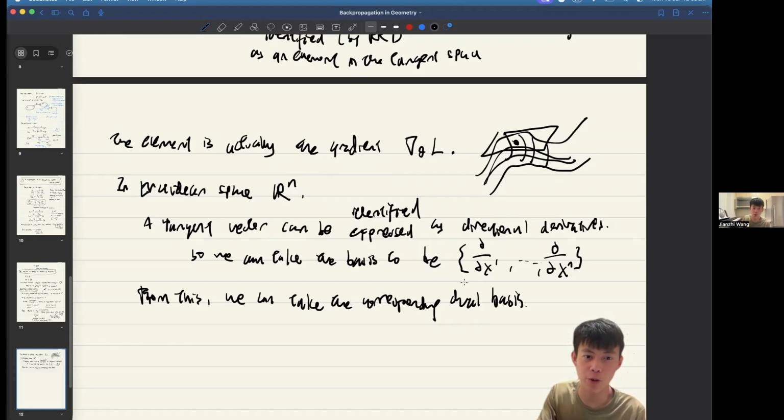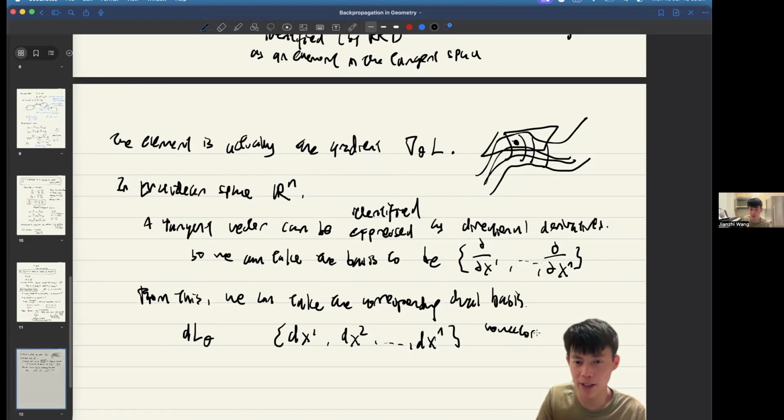In cotangent space, remember just now by our notation, dL theta is a covector. So I'm going to keep with the same set of symbols. We can express the dual basis as dx1, dx2, dxn. So remember, these are covectors. Covectors are scoring functions of the input space.